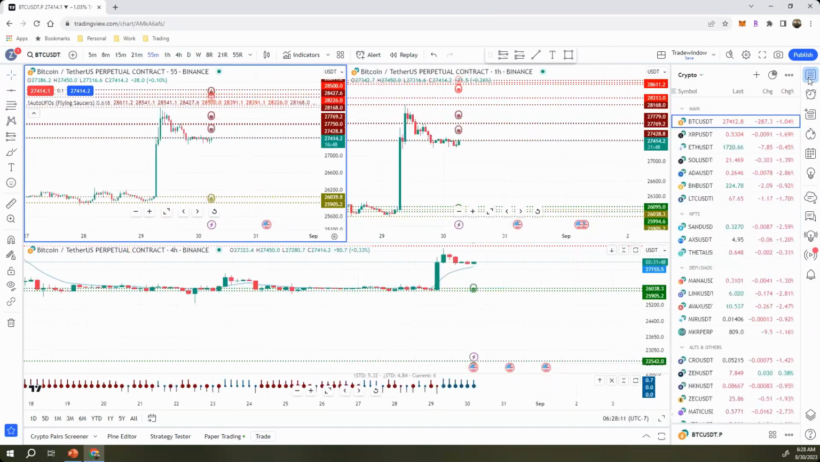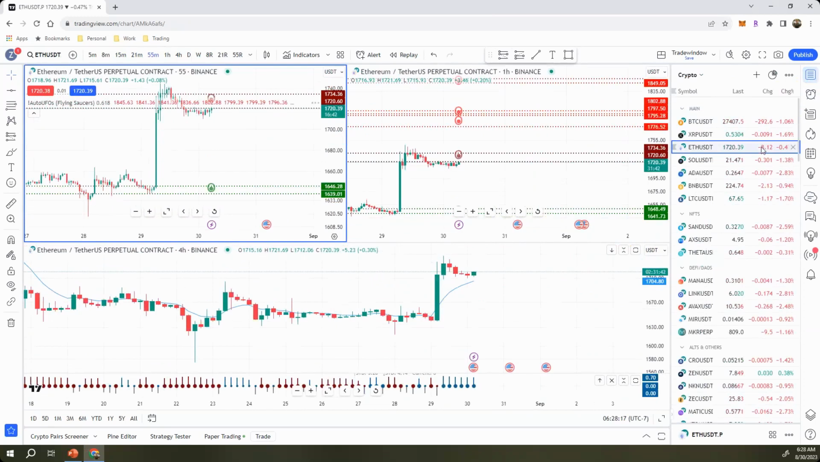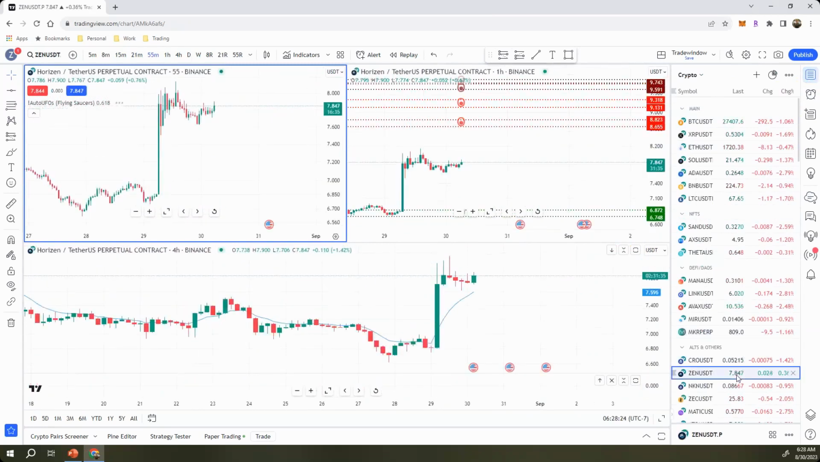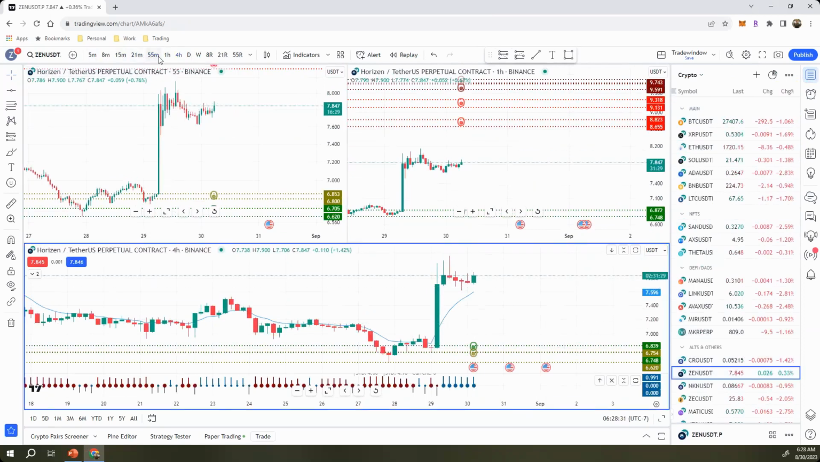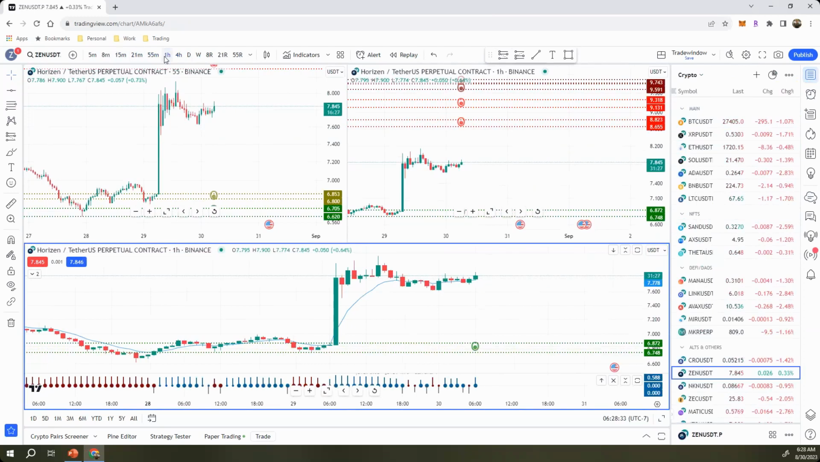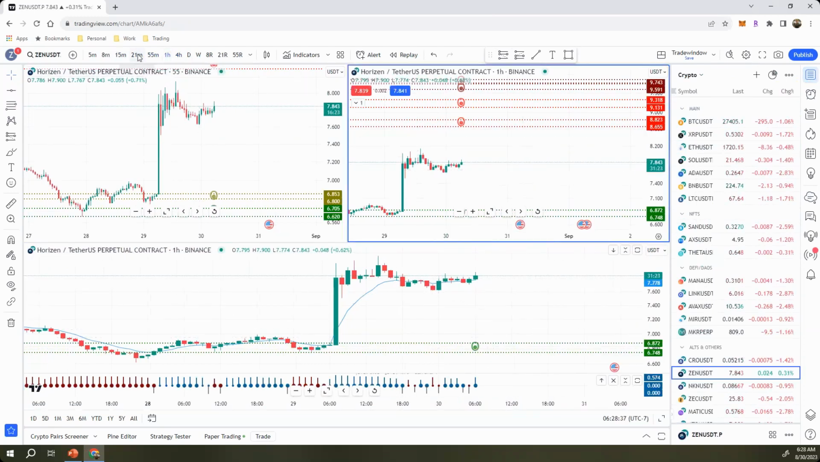Let's see if we have any other movers that may be acting differently. Let's take a look at Ethereum. Pretty much a standard picture there. Any outliers that may still be going towards the upside? Go back to the hourly. Okay, we do have a confirmed climate on the hourly on Horizon.